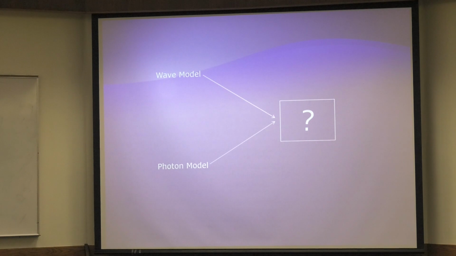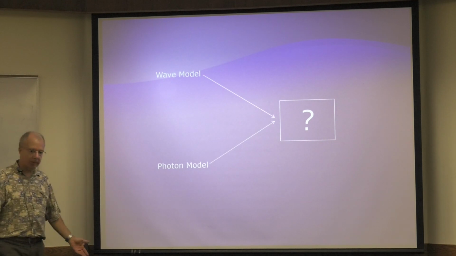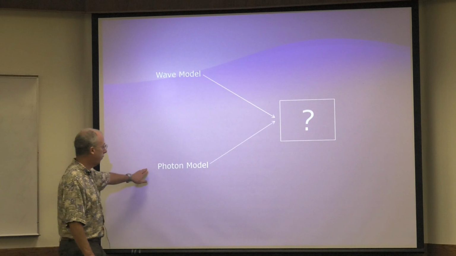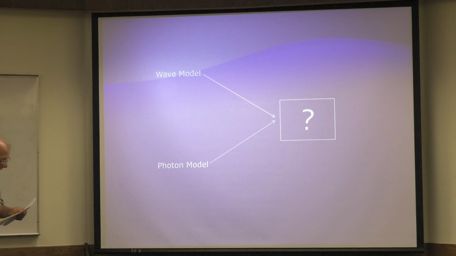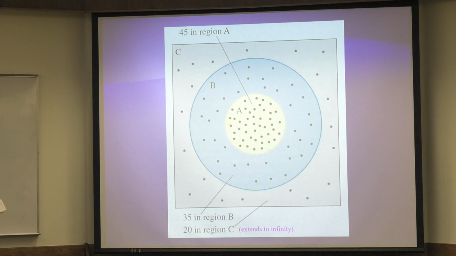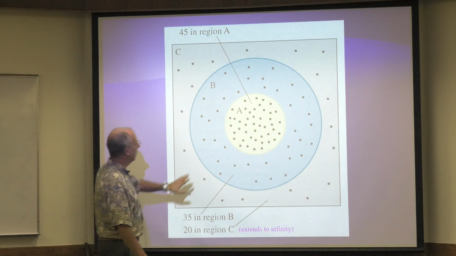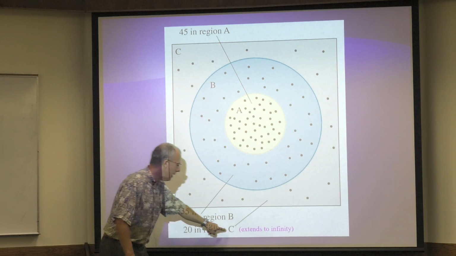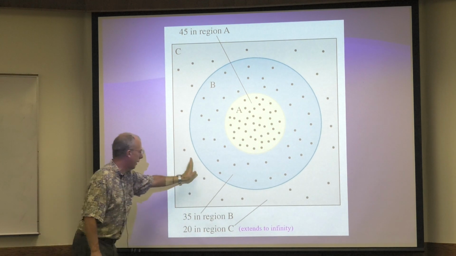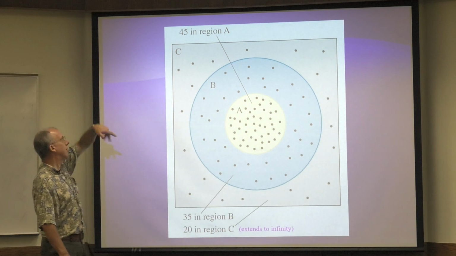All right, now the question is, we have this wave model that works and it describes data correctly. We also have a photon model that works and it describes data correctly. So what we want to do is incorporate both models. How are we going to do that? Well, believe it or not, in order to do that, we have to review probability. So we're going to review some elementary probability. All right, so here is a target, and this is region A, this is region B, and region C extends to infinity, okay? So just pretend that this gray area extends to infinity, all right?